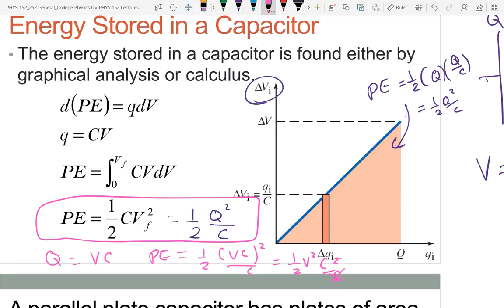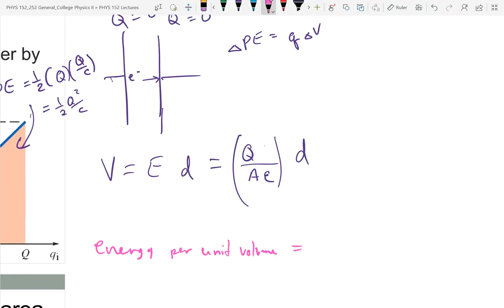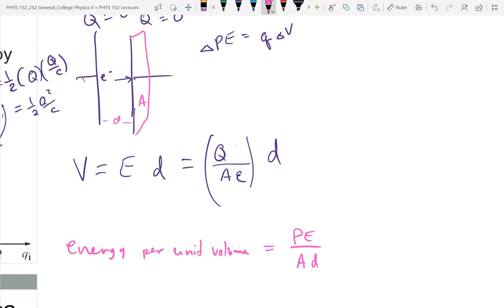Now, one more thing that we like to do is to calculate the energy density, the energy per unit volume. And so the energy per unit volume is going to be that potential energy over the volume. For a parallel plate capacitor, area A, separation D, the volume is the area times the separation. So I can calculate that the energy stored is going to be one half CV squared over AD. Substitute for the physical capacitor.